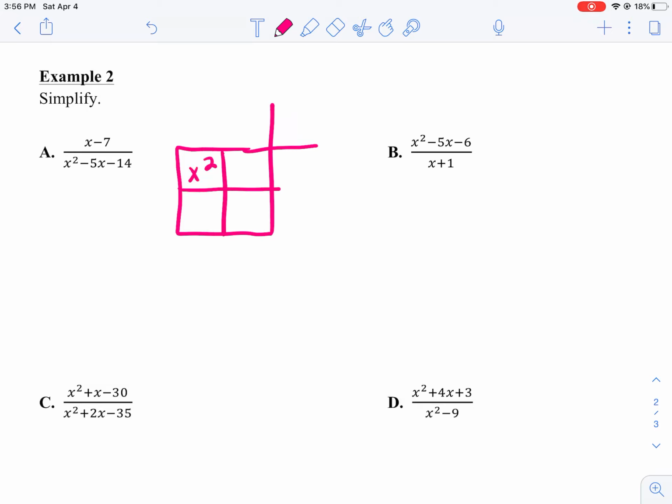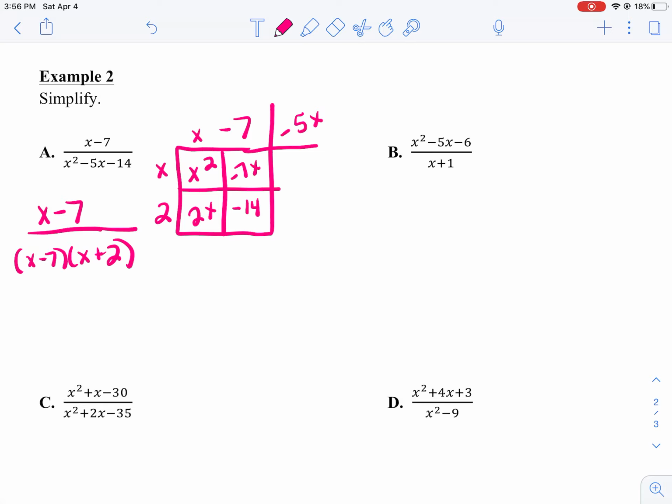So we need to factor the x squared minus 5x minus 14. So we need two numbers that multiply to negative 14 and add to negative 5. So we can use negative 7x and positive 2x. And that allows us to take out an x, and we get x minus 7, and then we can take out a 2. And so now we're going to replace the denominator with its factored form, x minus 7 and x plus 2.